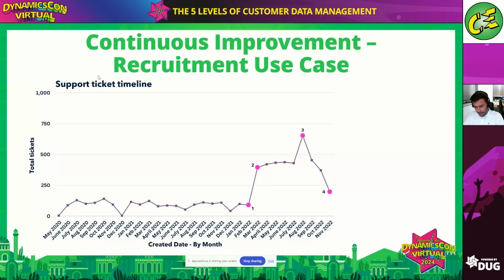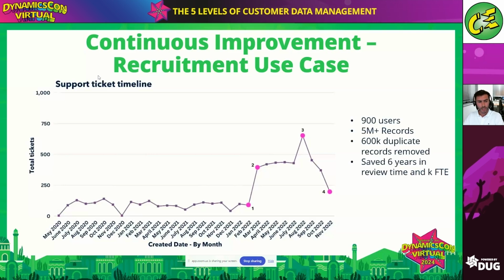So they identified a challenge. They looked at how they could improve that so that they could take that proactive level to the next step. And here on the right hand side, you see a huge amount of users, huge amount of records, huge amount of duplicates that have been removed, and a massive amount of time and effort saved in this process of continual improvement.